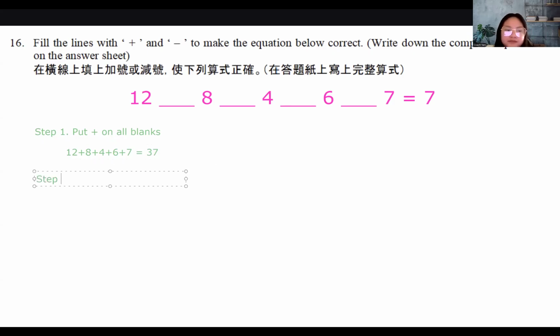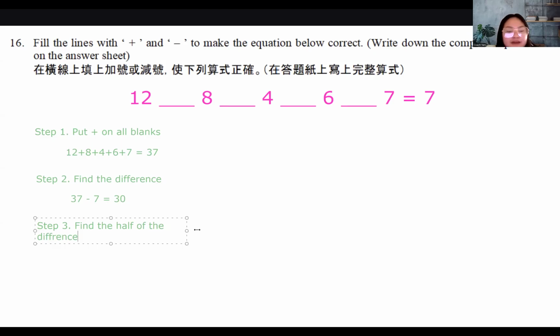Now, step 2, find the difference. So you have 37, the given sum is 7, the difference is 30. Step 3, you need to find the half of the difference. So if you can immediately find it, very good. You know that 15 plus 15 is equal to 30. So that means half of 30 is 15. So you look at the numbers, there is no 15 there. So what do you need to do? You need to do an extra step.